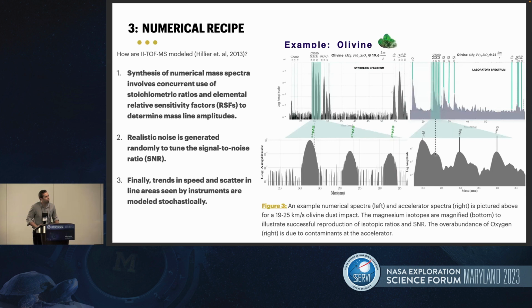What I'm showing here is a numerical spectrum on the left that was created to model the laboratory spectrum on the right. This is a 50-50 pyrope olivine mixture. And as you can see below, I project the magnesium isotopes, and these ratios are reproduced pretty well by the numerical spectrum.